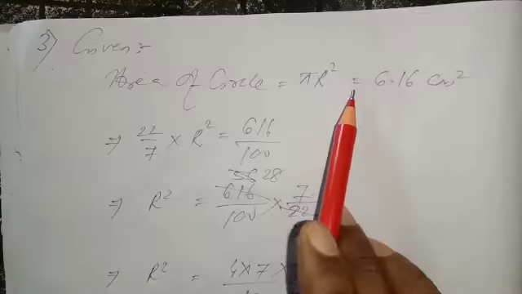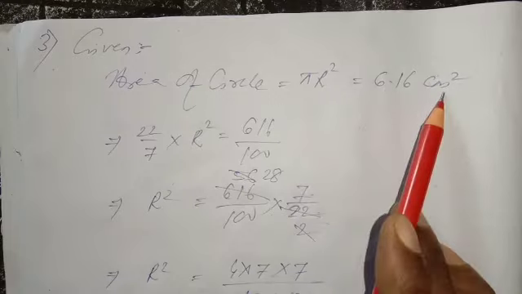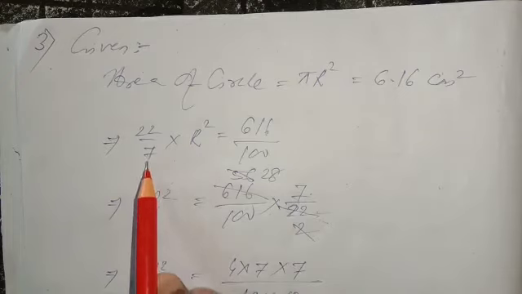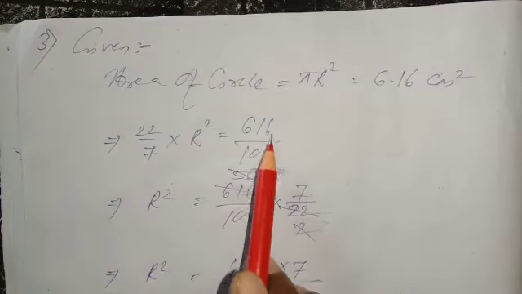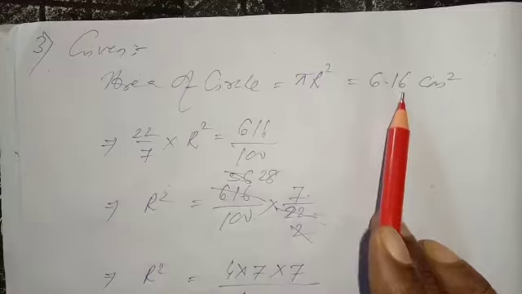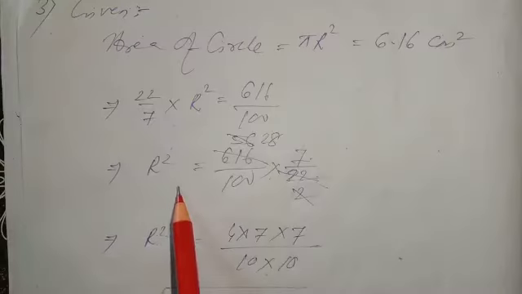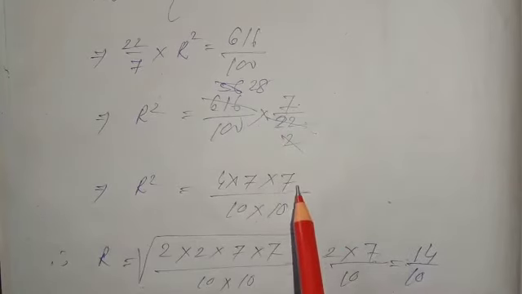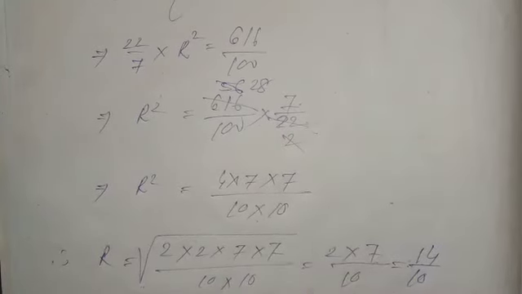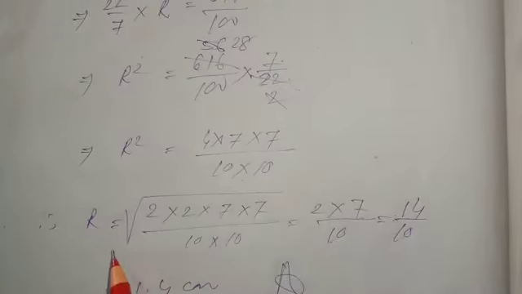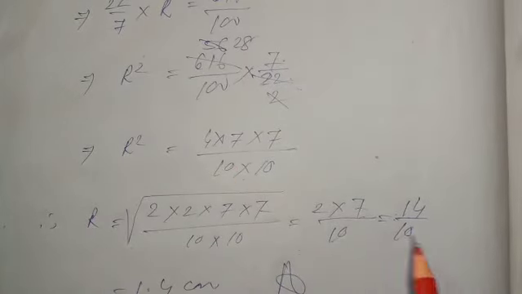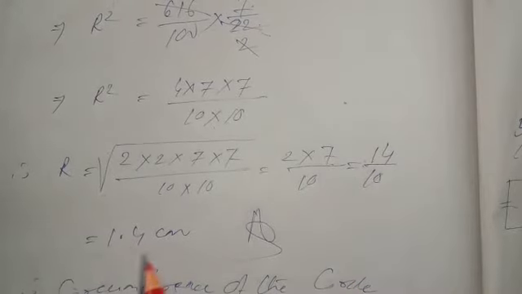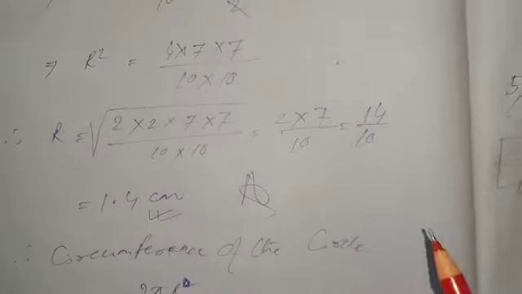In this question it is given area of circle, that is pi r square, equal to 6.16 centimeter square. Area formula is pi r square, where pi equals 22 by 7 into r square equal to 616 by 100. Next it is coming r square equal to, after simplification, 4 into 7 into 7 by 10 into 10. Therefore r will be 2 into 7 by 10 means 14 by 10. 14 by 10 means 1.4. This is the radius.